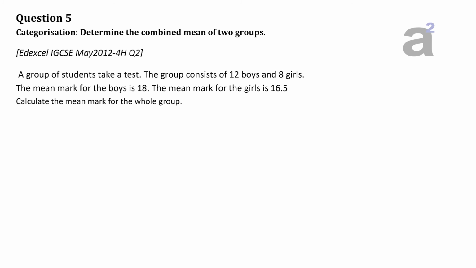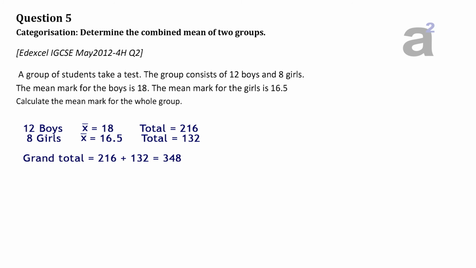So we need to find the total marks of boys and of girls also. There are 12 boys and the mean is 18, so 12 times 18 is 216. 8 girls and the mean is 16.5, and the total is 132. So the grand total will be 216 plus 132, which is 348. And the total number of students will be 12 plus 8, which is 20. So 348 divided by 20, which is 17.4.